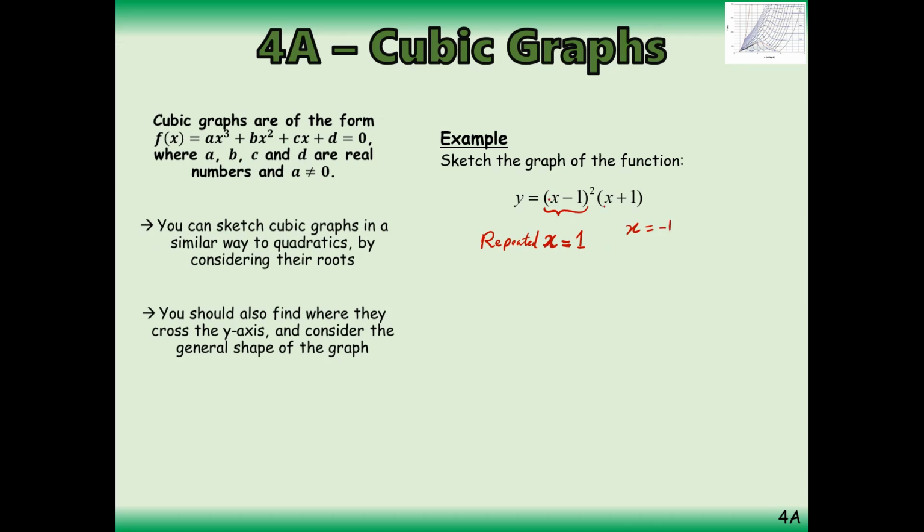Now I check the coefficients here. Coefficients of x are all positive. So the value of a, the coefficient of x cubed, is positive. So when I'm plotting it, I draw the x and y axis and I say, okay, I'm going to have the end lines here and here. In between, at x equals +1 here, I will have a bounce effect.